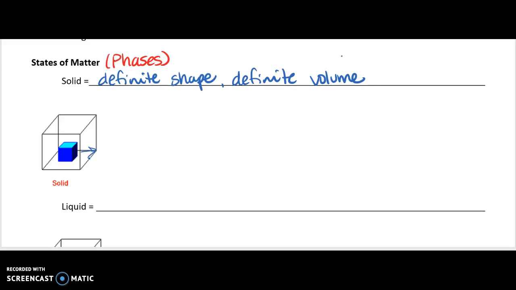Your particles are going to be very compact. If I'm drawing little atoms or molecules here, we're going to have them really tightly packed in a solid like this. Okay, and there's no movement among them from side to side. There's only vibrational movement.